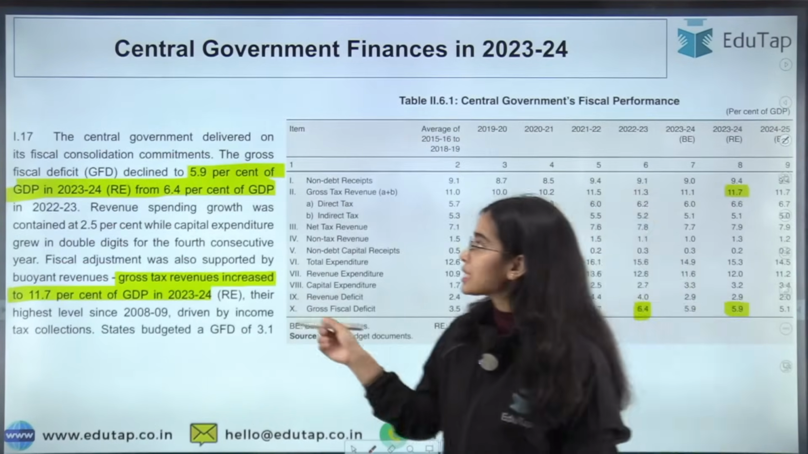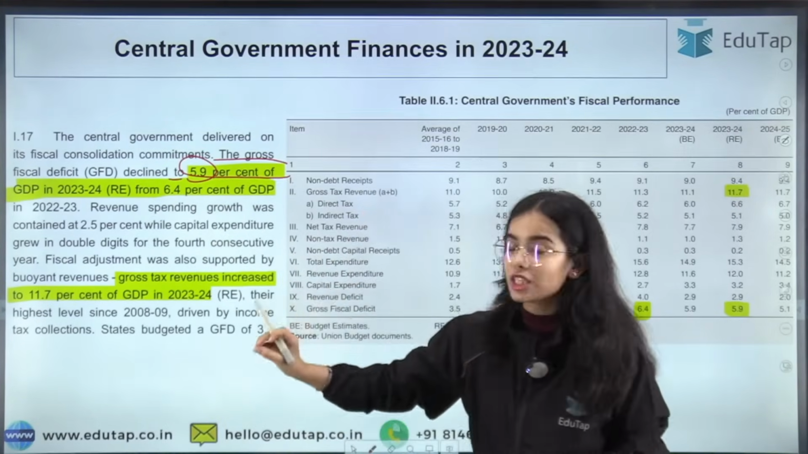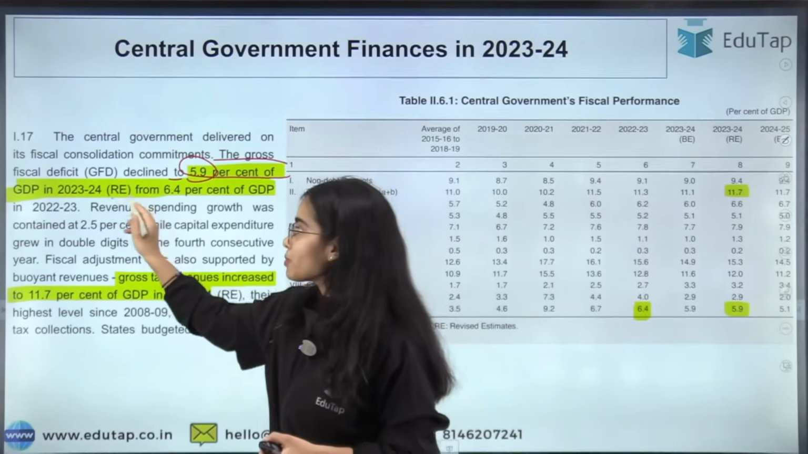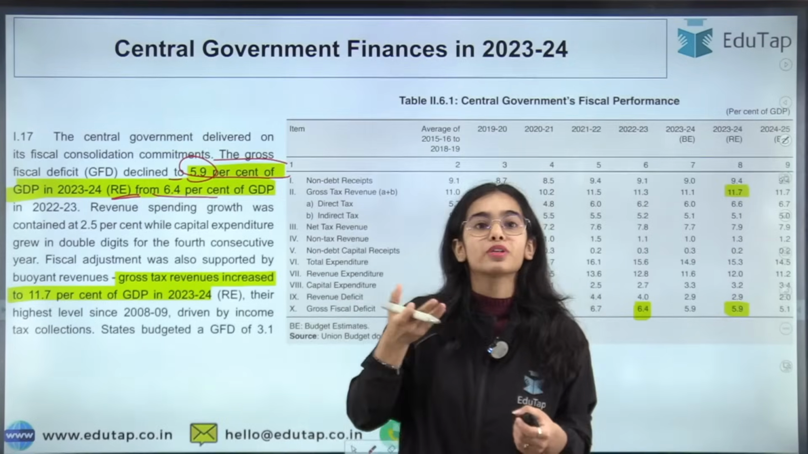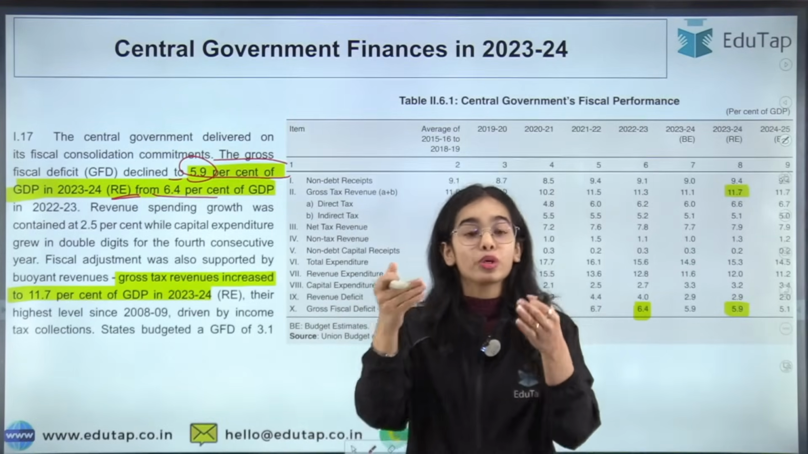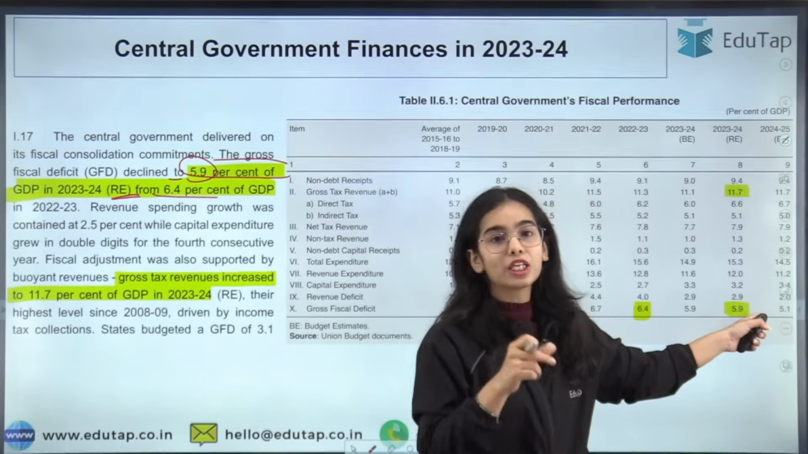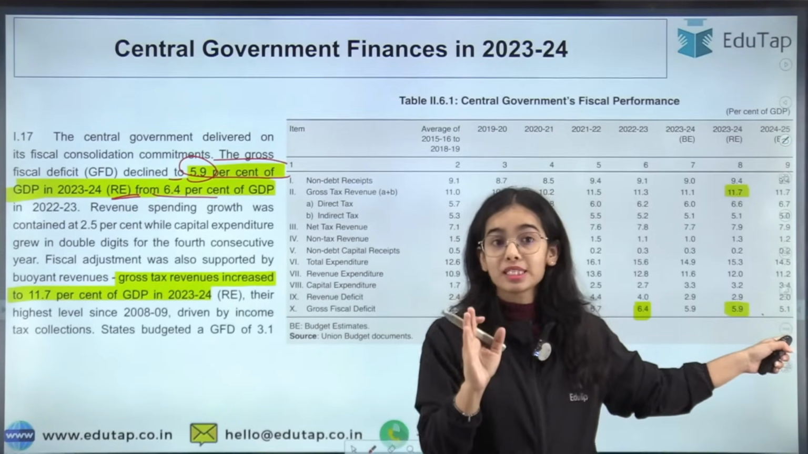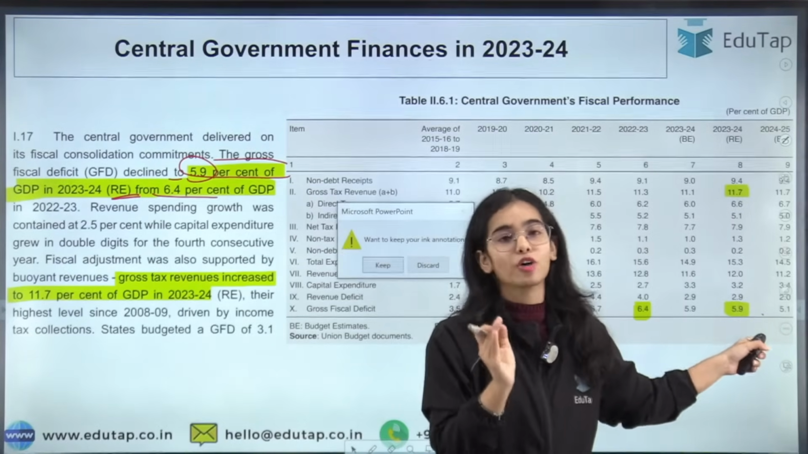Okay. So here you can see that the gross fiscal deficit declined to 5.9% of the GDP in 2023-24 as per the revised estimates from 6.4% of the GDP. Now the government is further promising and committing to reduce the gross fiscal deficit even more, to 5.1% in 2024-25. Okay, remember this percentage, gross fiscal deficit, is one of the most important data that the government can release.